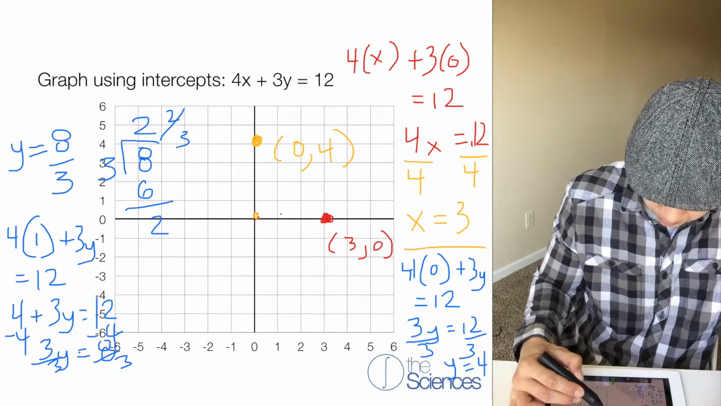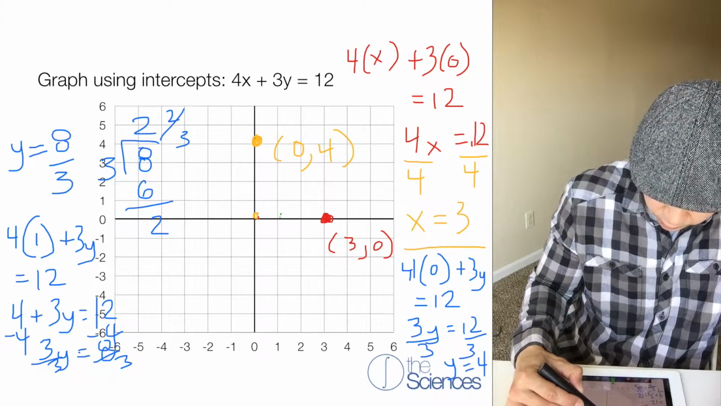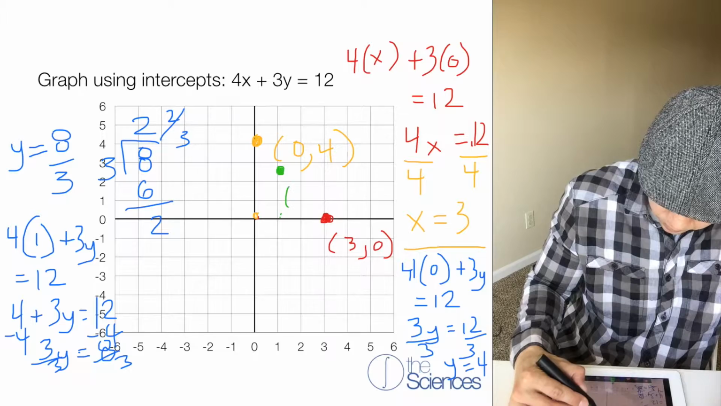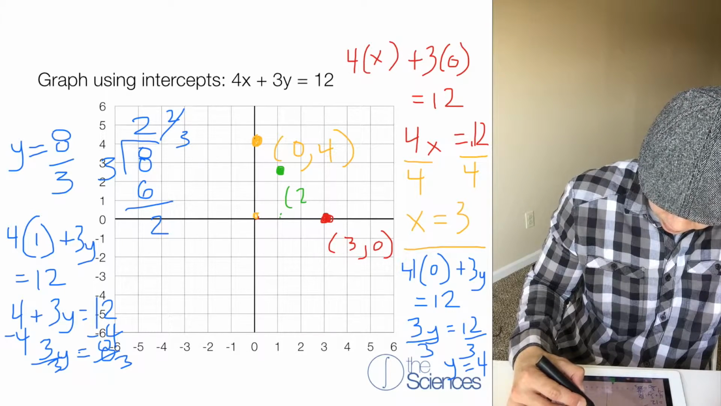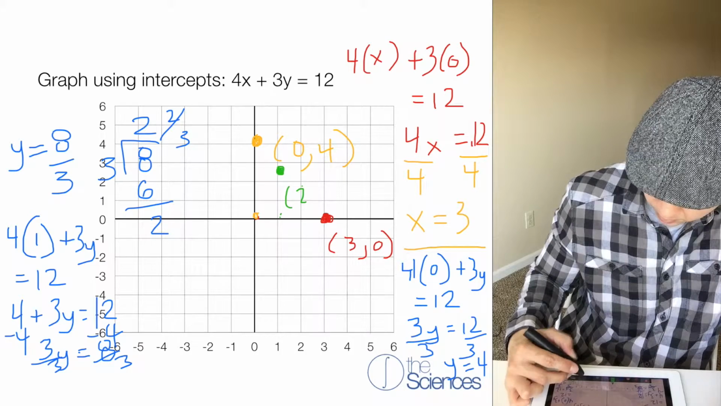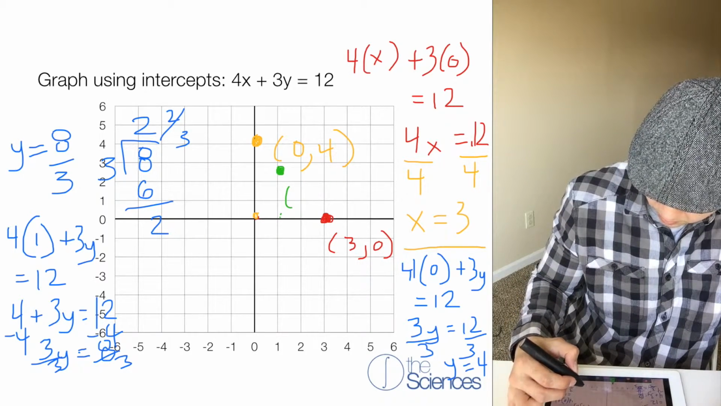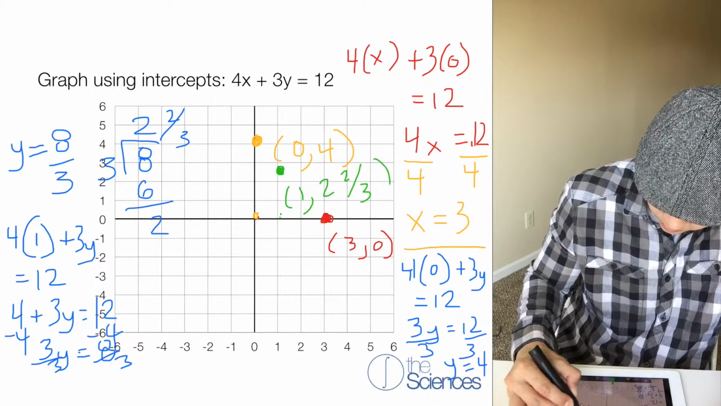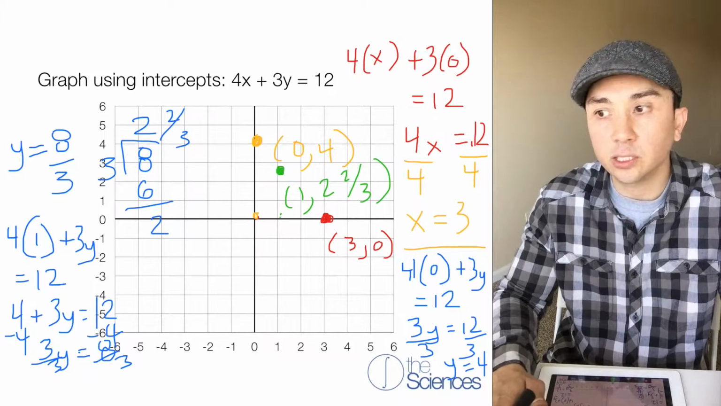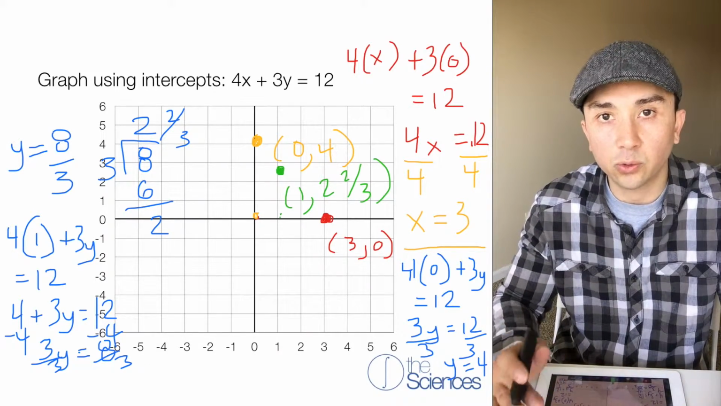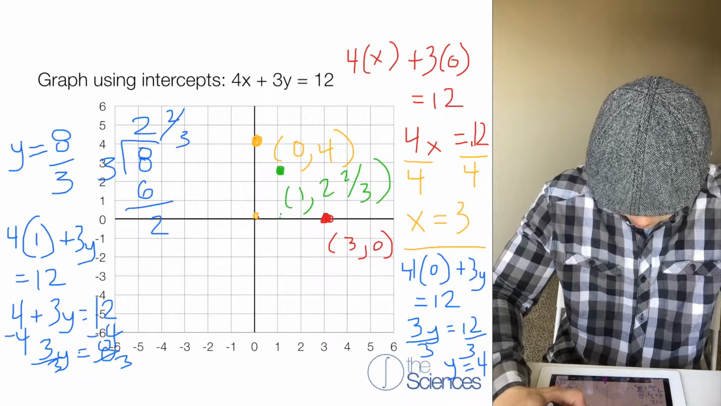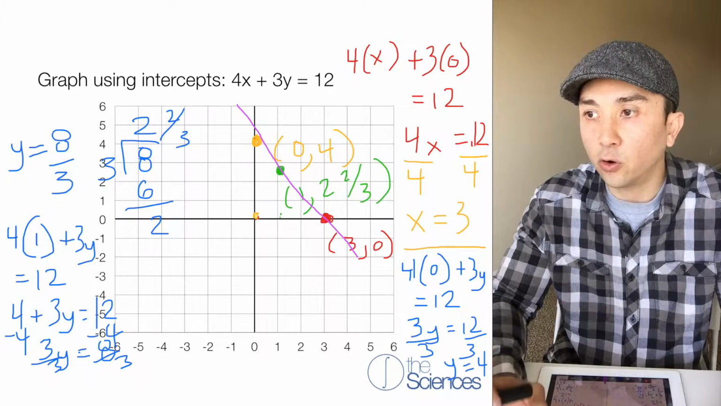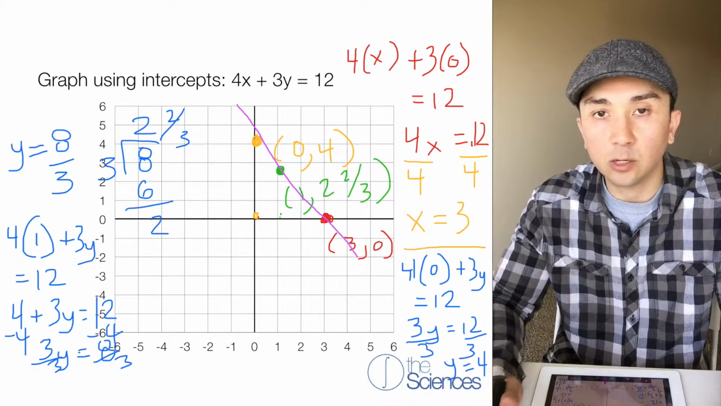So when x is 1, y equals 2 2/3. So that would be about here. So when x is 1, y is 2 2/3. So now the last thing we're going to do is just draw a line through the 3 points. So that's the graph of 4x plus 3y equals 12.